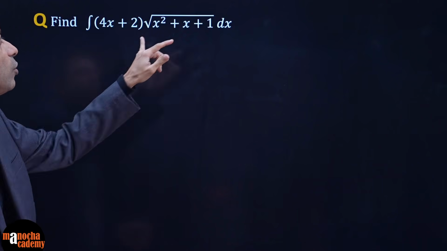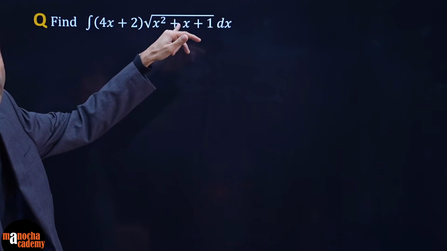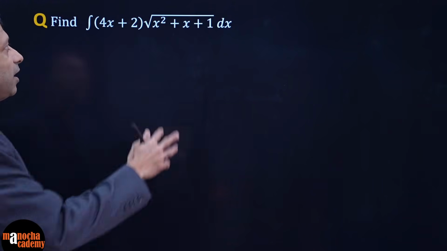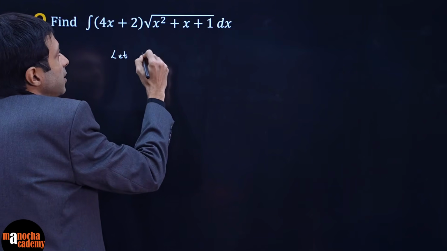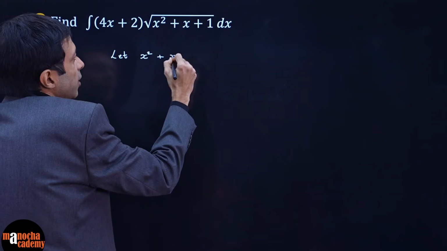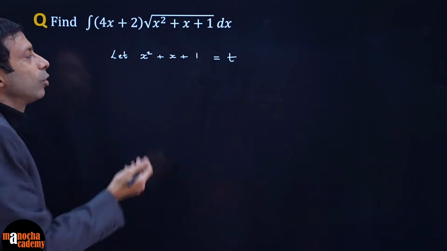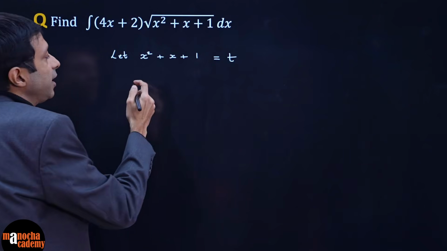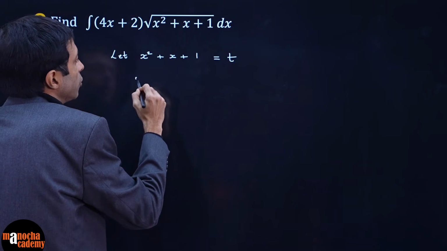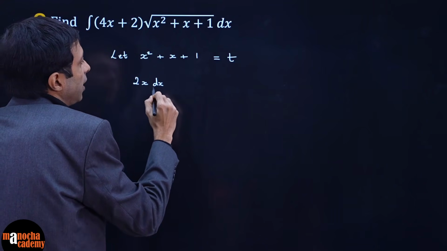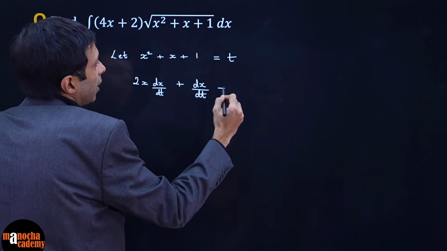So here once again you can see there is the quadratic which is under a square root, so great candidate to put as t. When you differentiate, it will give you a linear function, right? So you can take, the hint here is, let x square plus x plus 1 equal to t. Okay, you want to do it the old style with the dt's, right? So you can say this, when you differentiate with respect to t, this will give you 2x dx dt plus dx dt equal to 1.